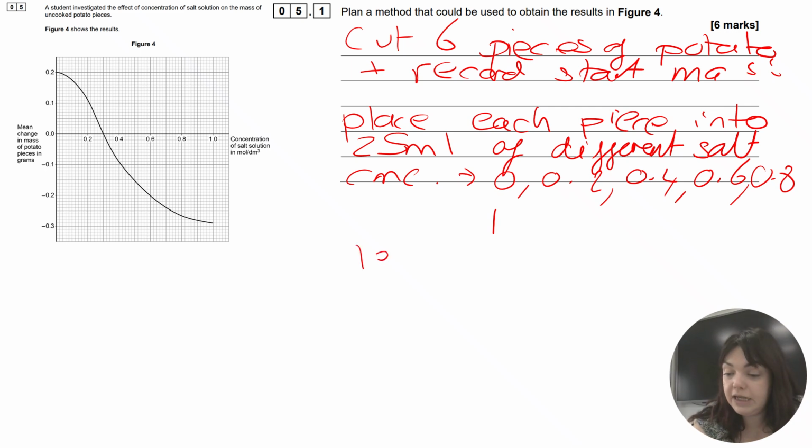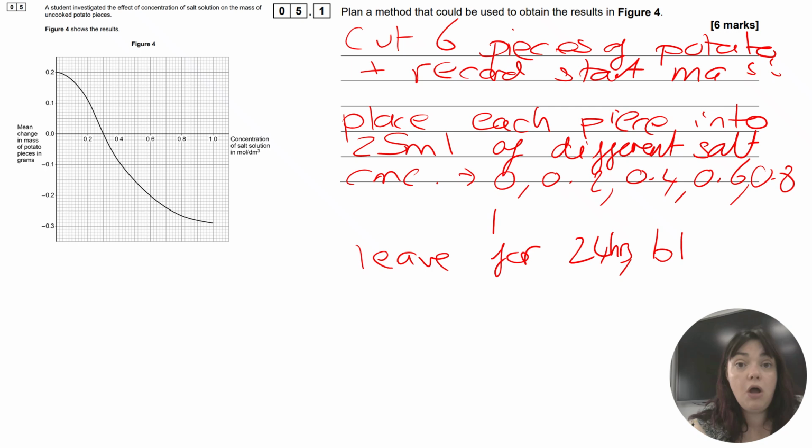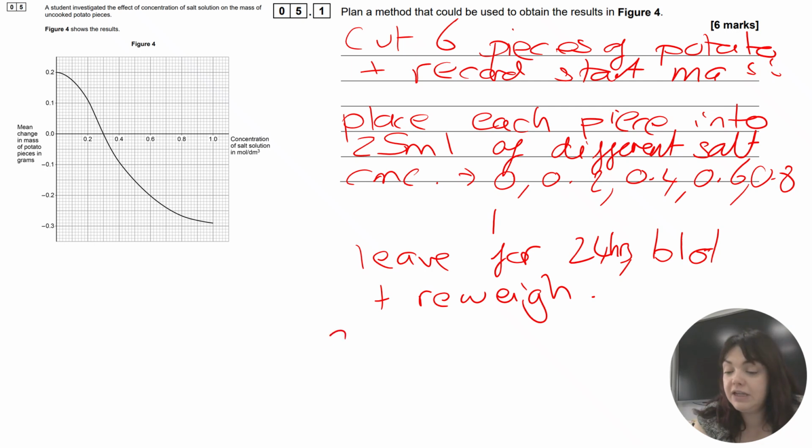We're then going to leave for 24 hours. Then we're going to blot and reweigh. We're then going to calculate the change in mass.